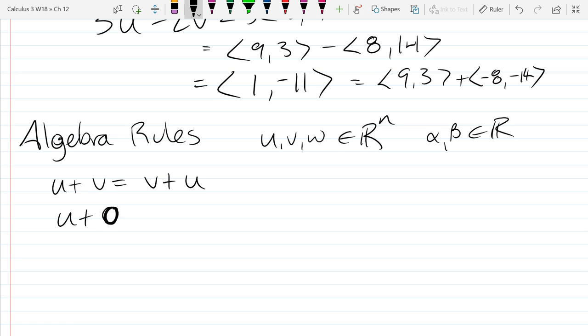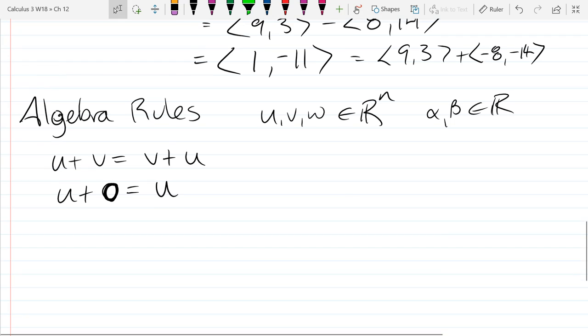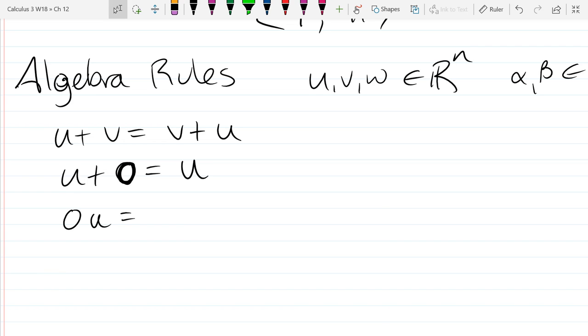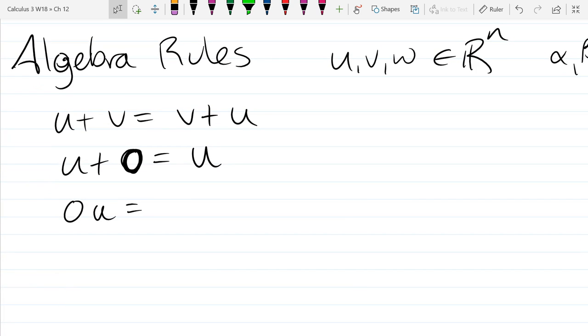What would you get if you added a vector to the zero vector? Just the u. Adding zero is like adding nothing. Now, when I write zero next to a u, what operation am I thinking of? Multiplying by zero. Is that zero the number or zero the vector? The number, so it's a scalar. You can tell whether a zero is a vector or a number not necessarily by whether it's bold, but by what it's doing. You can only multiply a vector by a scalar, so if a vector is multiplied by zero, it's got to be the number zero. So zero u equals the zero vector.